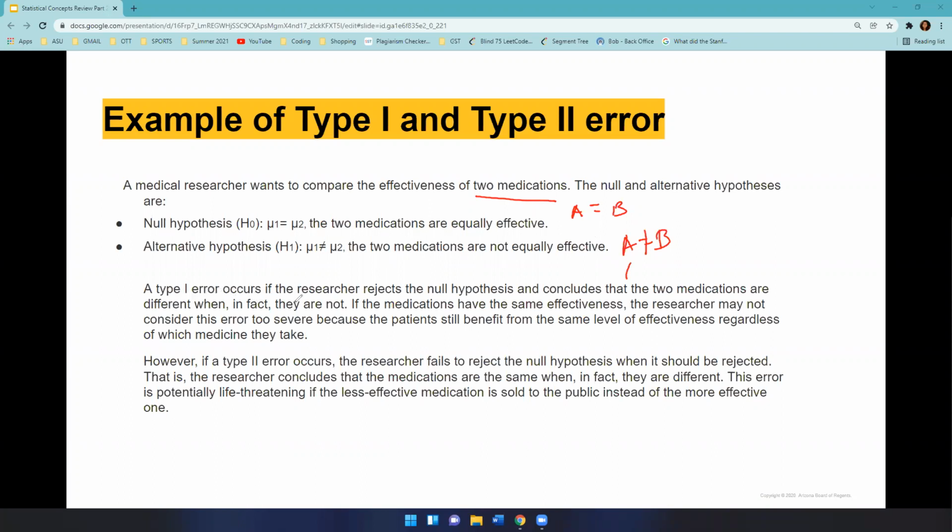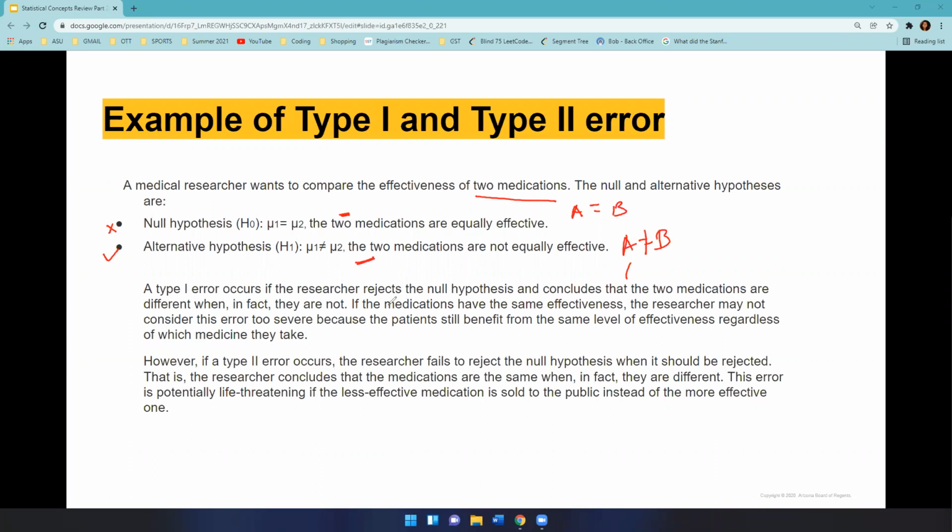A type 1 error occurs if the researcher rejects the null hypothesis and concludes that the two medications are different when in fact they are not. So basically, it will happen when the researcher rejects the null hypothesis and says that the two medications are different, but actually they were not. So actually the two medications were equally effective, but the researcher concluded otherwise.